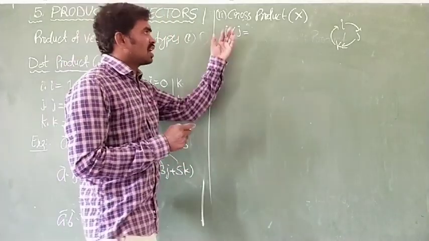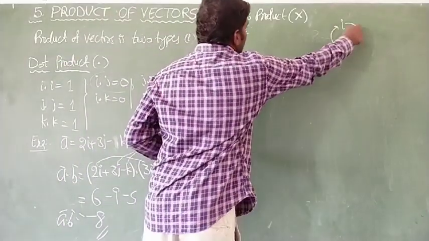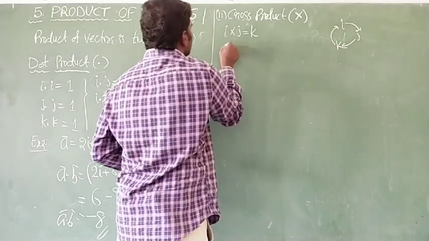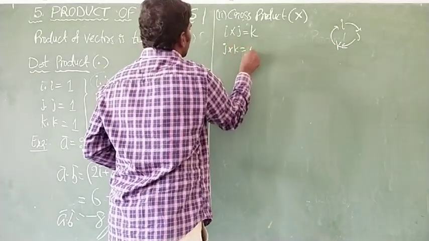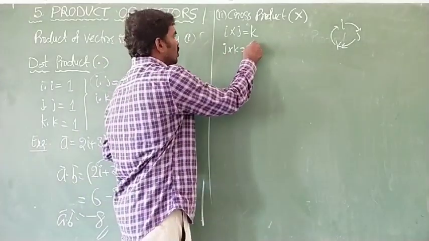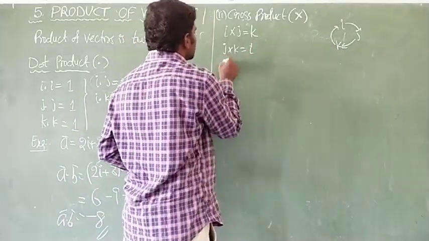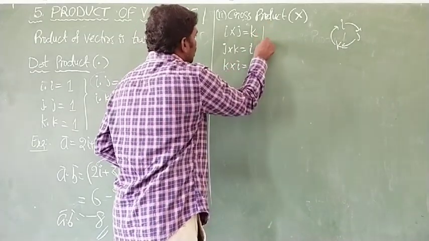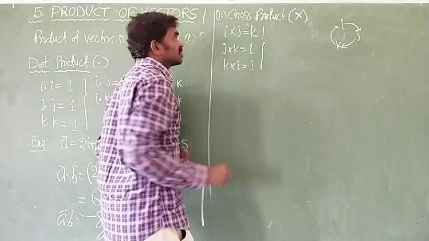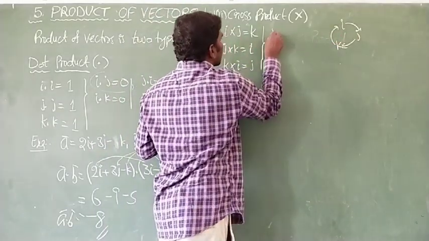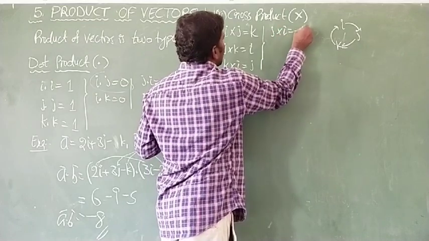Okay, I am writing here. What about i cross j? k. Next, j cross k equal to i. The two must be different and must be in order. Next, k cross i equal to j. In the opposite direction, the reverse direction, j cross i equal to minus k.